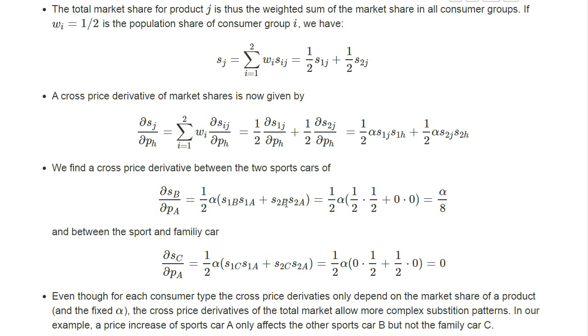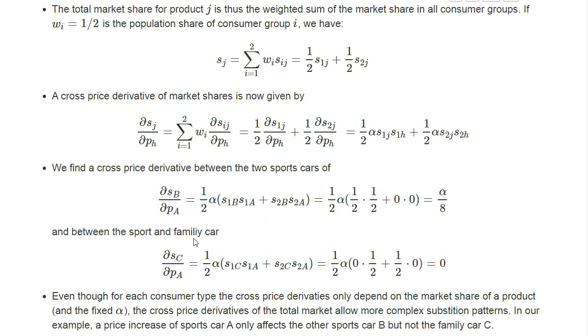That was the consumer group who liked sports cars. So both have a market share of 1/2 there. So 1/2 times 1/2 is 1/4, multiplied by another 1/2, which we have factored out, is 1/8 multiplied by alpha. So we have a positive cross price effect of alpha divided by 8.